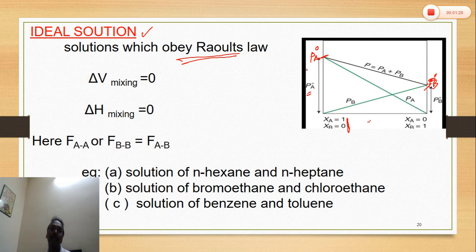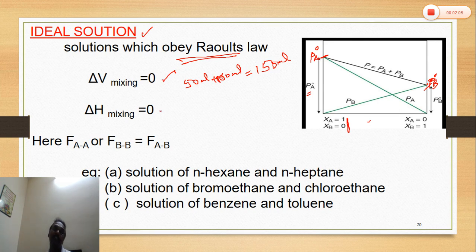Now if you get a straight line like this, then we call it obeying Raoult's law. That is, an ideal solution is a solution which obeys Raoult's law, and delta V mixing should be 0. Delta V mixing 0 means volume should not be changed. There should not be an increase or decrease in volume. If 50 ml of a solute and 100 ml of a solvent are mixed together, it should be 150 ml, not 149 or 151. That is, delta V mixing should be 0.